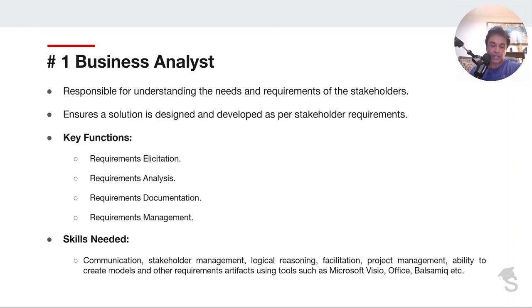Now, as a business analyst, you are responsible for working with business stakeholders, understanding their needs and requirements, translating the requirements into detailed technical specifications, and making sure that the application, the software, is designed and developed as per the stakeholder requirements. Now, key functions, meaning what is the core function of this role? Very simple. Requirements elicitation, meaning how you elicit and gather the requirements from the stakeholders. Then comes requirements analysis. Then comes documenting the requirements, and finally managing the requirements across the life cycle of the project.